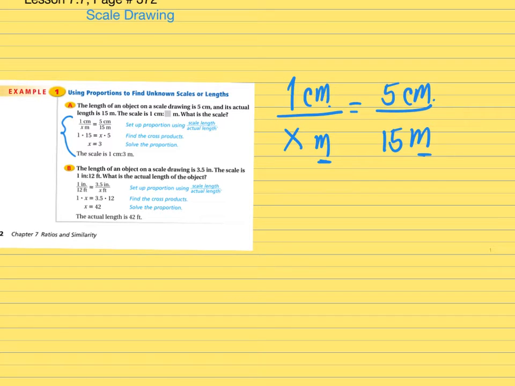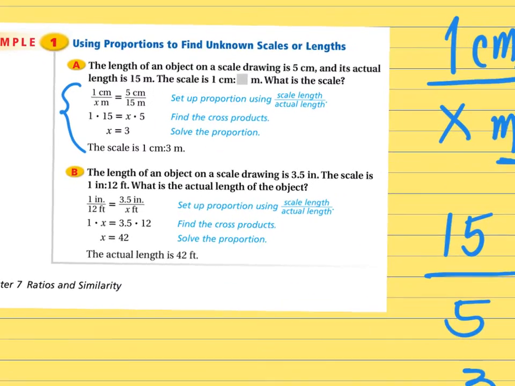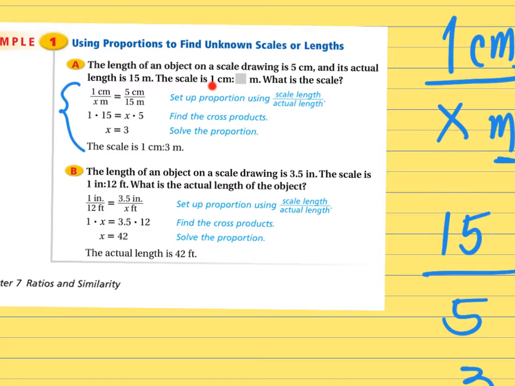So that will be 1 times 15. It's obviously 15, right? Equals cross multiplication for x times 5. So that will be 5x. And then you need to simplify for x. Obviously, in this case, it is by dividing by 5. So then the division will give you 3. So what happened with this? Let's try to understand the answer. The point is that for every 1 centimeter in our drawing, it represents 3 meters in the real figure.